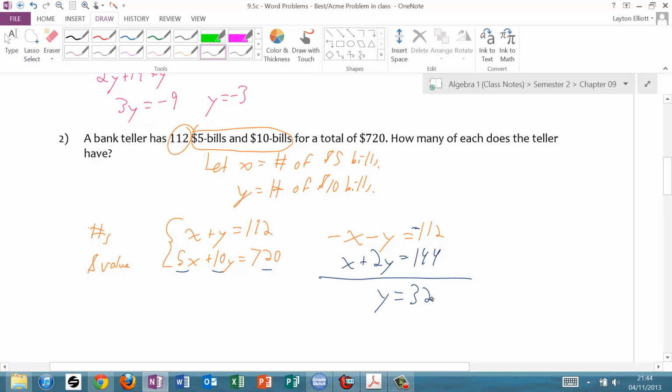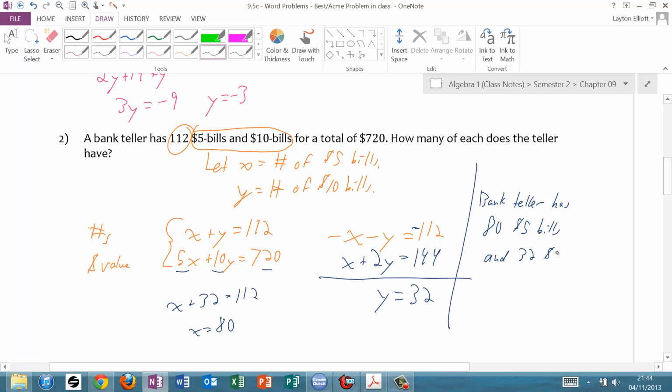That's better. If y is 32, then x plus y, so x plus 32, is equal to 112. Subtract, and I get x is equal to 80. Let's put a little sidebar and say, Mrs. Bank Teller has 80 $5 bills and 32 $10 bills. And continue.